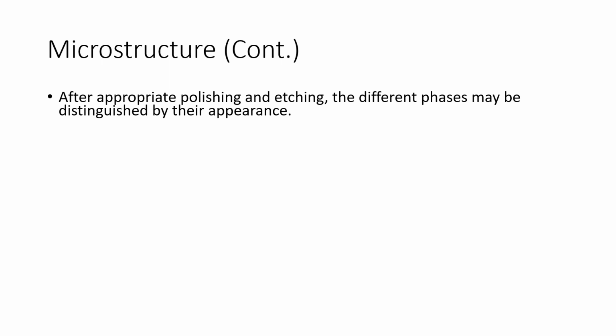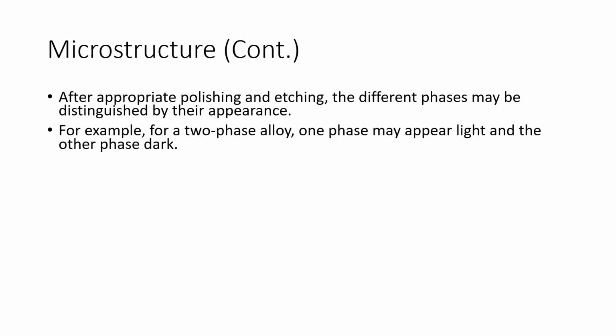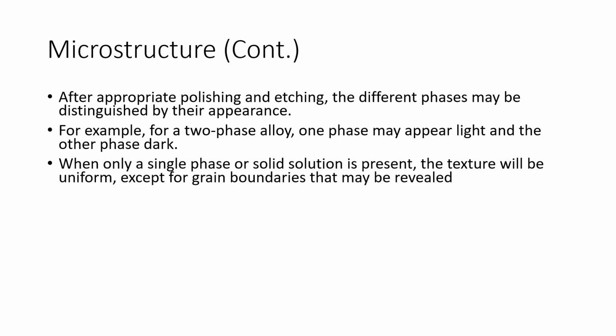After appropriate polishing and etching, the different phases may be distinguished by their appearance. For example, for a two-phase alloy, one phase may appear light and the other phase may appear dark. When only a single phase or solid solution is present, the texture will be uniform except for grain boundaries that may be revealed.